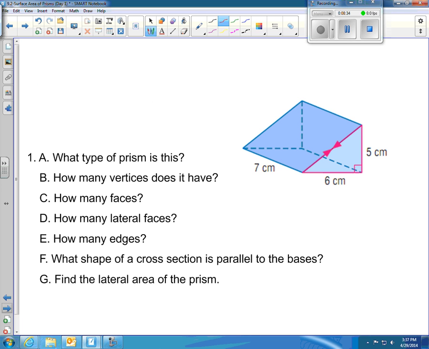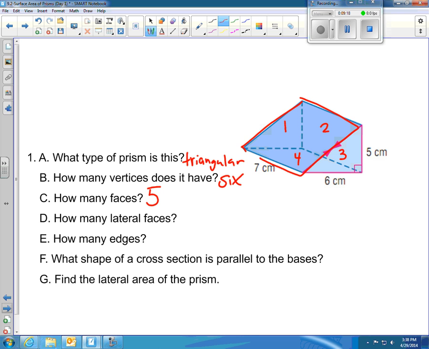Okay, so let's go ahead and look at problem 1. It says, what type of prism is this? Well, we're going to base it off the base. So the base here is triangle, so this is a triangular prism. Okay, how many vertices does it have? That's how many corners does it have. So 1, 2, don't forget that one back there, 3, 4, 5, and 6. 6 vertices. How many faces does it have? Now here it's not specifying if it's a lateral face, so we're going to count all the faces, including the bases. So we have 1, 2, 3, 4, and then this one here, that gives us 5.